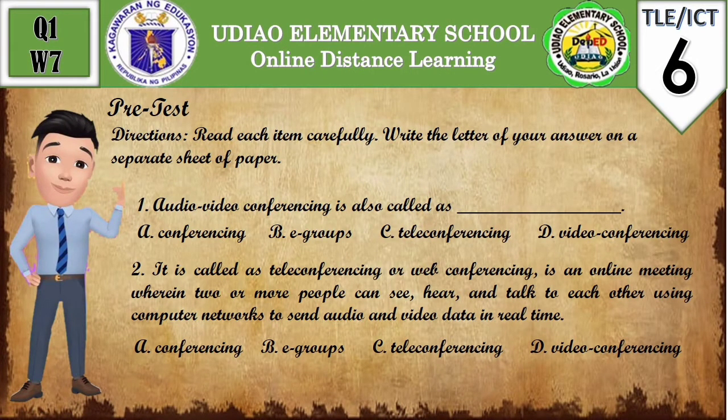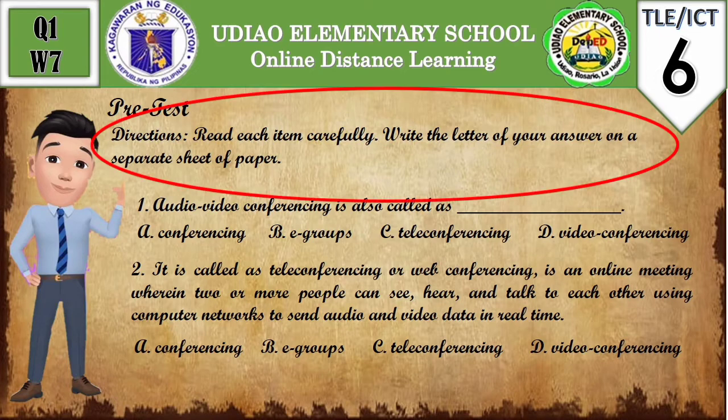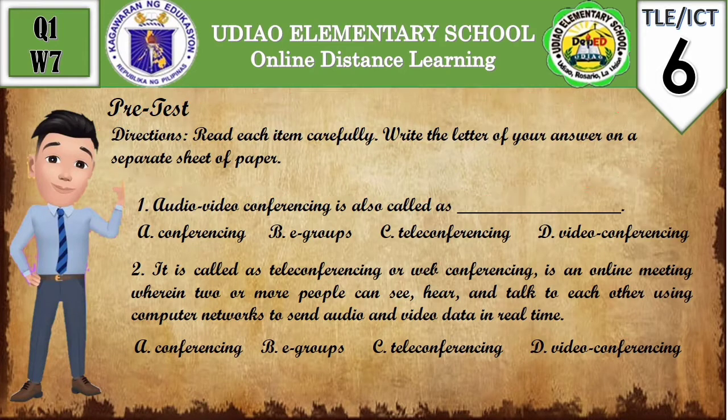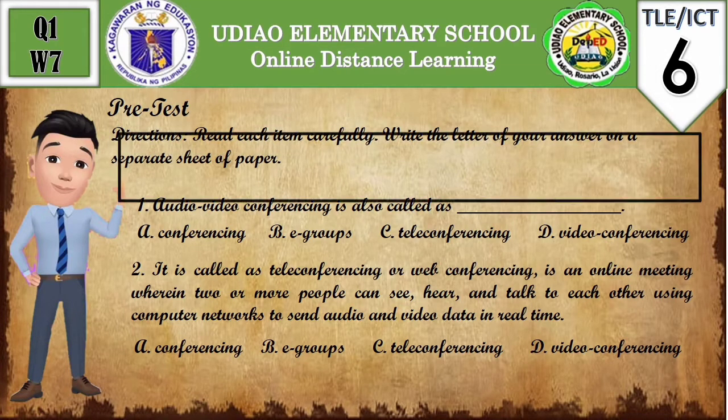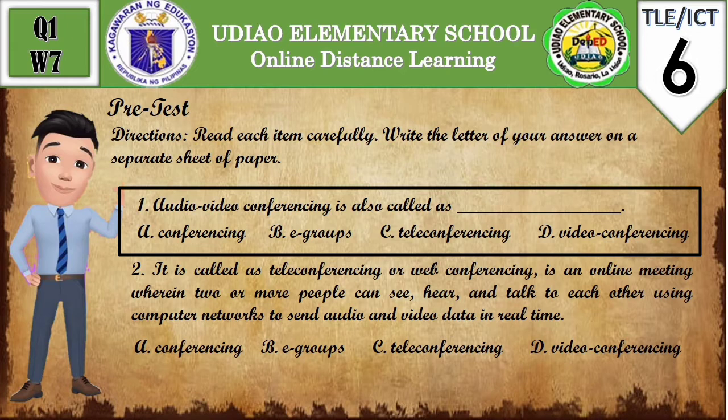Here is your first activity. Read each item carefully. Write the letter of your answer on a separate sheet of paper. Number 1. Audio-video conferencing is also called as blank. A. Conferencing. B. E-groups. C. Teleconferencing. D. Video conferencing.